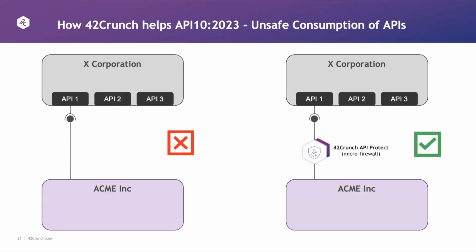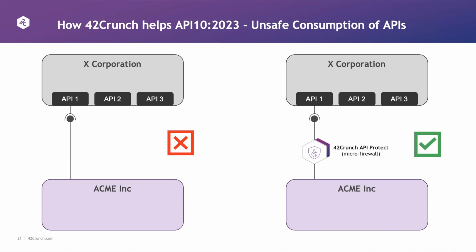And the way we deal with this, so I'm running Acme Corporation, which is consuming upstream APIs from the rather creatively named X Corporation, hypothetical name, which is providing a number of APIs. So on the left-hand side there, I'm blindly consuming that API. So you can see it's obvious there.